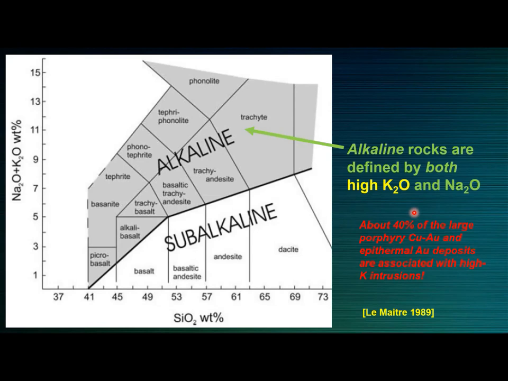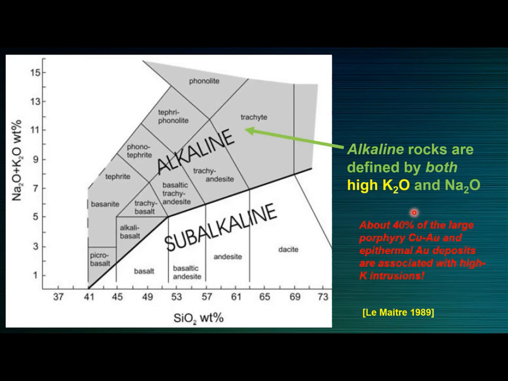And I say that with great pleasure to you, because in South America, for many years, everybody always talked about the normal calc-alkaline intrusions, and everyone took it for granted that all the large porphyry copper and porphyry copper-molybdenum deposits are hosted by normal calc-alkaline intrusions. But it's not really true, because the really big deposits like Chuquicamata, El Abra, El Teniente and El Salvador are associated with high potassic calc-alkaline intrusions.